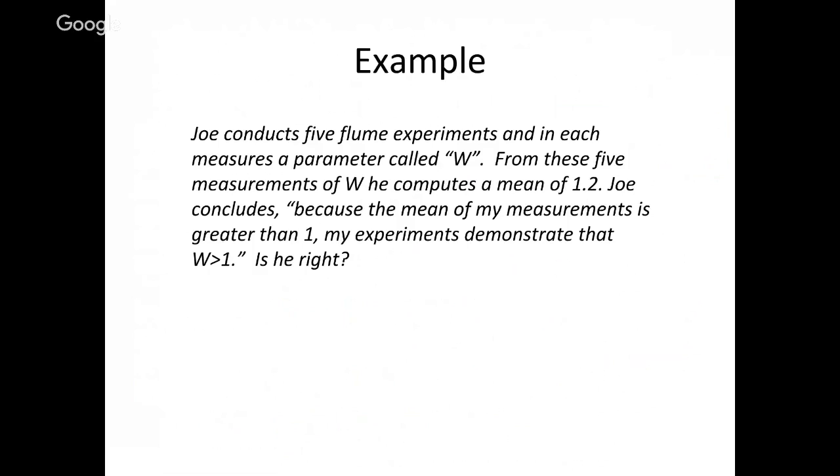So this is actually based on a true story, as I was saying in class. The name has been changed to protect the innocent. But Joe conducts 5 flume experiments, and in each of these experiments, he measures a parameter we're going to call W. The parameter's name has also been changed to protect its innocence. From these 5 measurements of W, he computes a mean of 1.2. Joe concludes, quote, "Because the mean of my measurements is greater than 1, my experiments demonstrate that W is greater than 1." And so the question is, is he correct about that assessment?